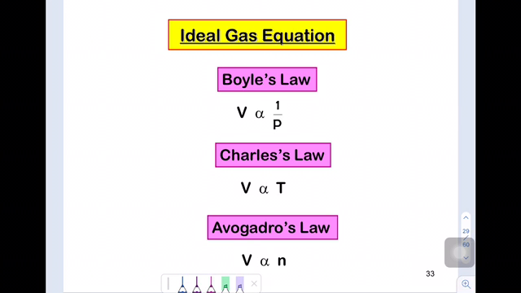This ideal gas law is actually the combination of the laws that we have discussed before, which are Boyle's law that expresses the relationship between volume and pressure, then Charles's law that expresses the relationship between volume and the temperature of the gas, and also Avogadro's law, which expresses the relationship between the volume occupied by an ideal gas and the amount of the gas. So the combination of these three laws leads to the ideal gas equation.